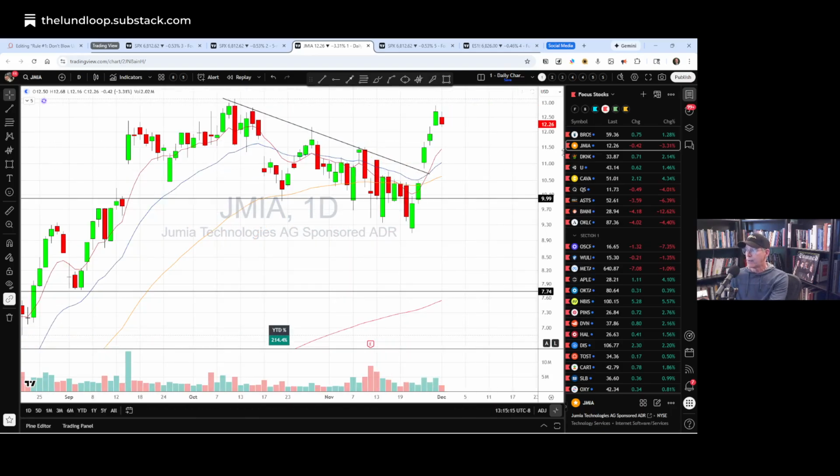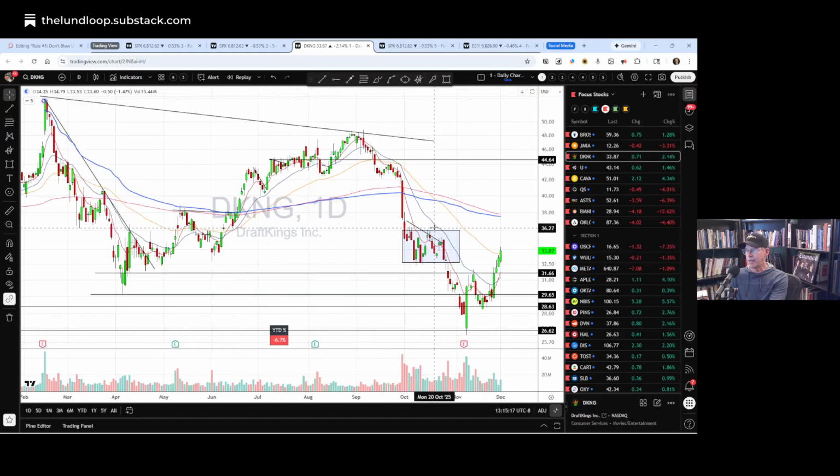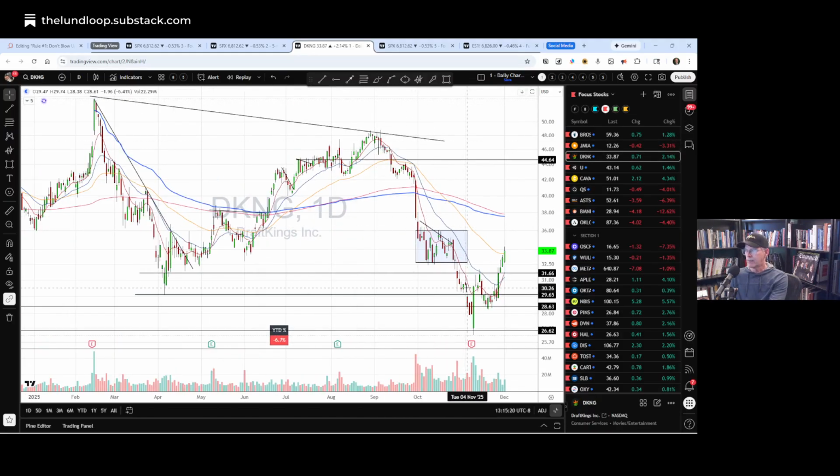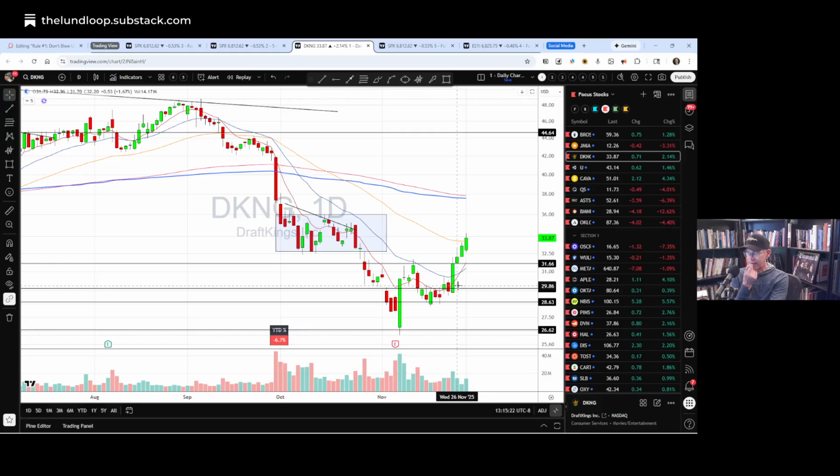So DraftKings, same thing, right? Horrible action here. But now it's starting to reverse a little bit. Again, I took my eye off it because it acted so bad.